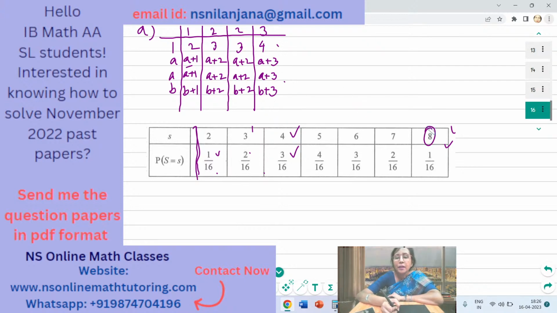And the highest number obviously should be B plus 3, because B is more than A, and 3 is the largest number. B is the largest number for one die and 3 is the largest number for another die. When added together, this will give you the maximum sum total. So that is equal to 8. Therefore, B plus 3 should be equal to 8, or B is equal to 8 minus 3, that is 5.